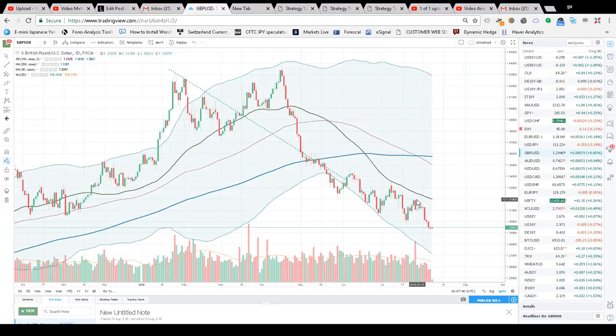Concerning the GBP USD, well, we could see some minor bounces, but nothing major. Again, these red bars are overwhelming. The green bars are lower in height, the red bars are higher and more in number, and that just suggests how bearish this market is.